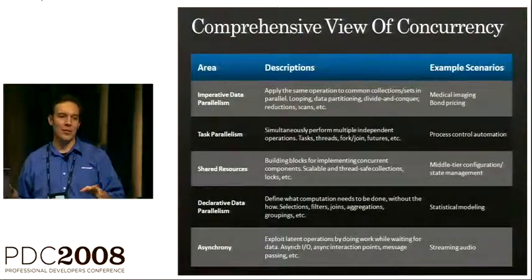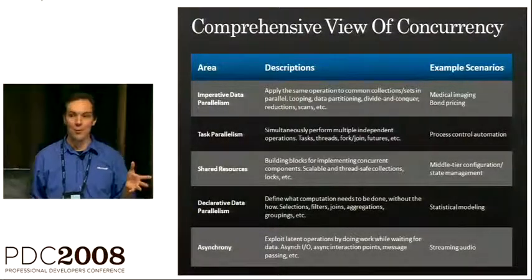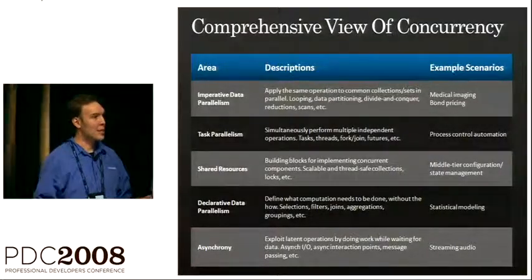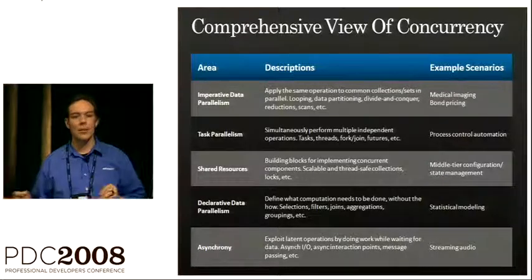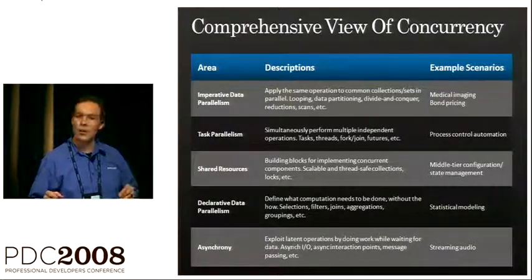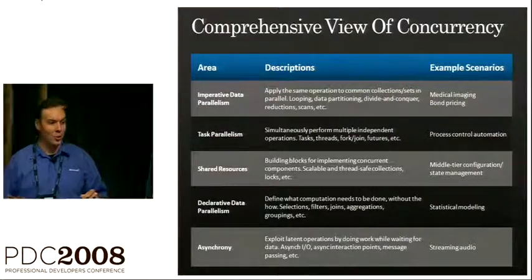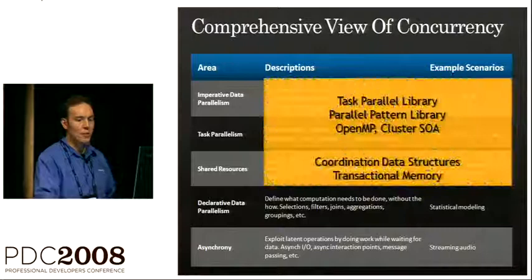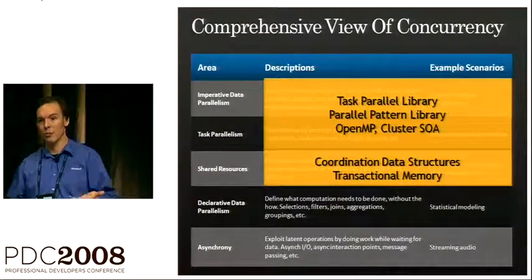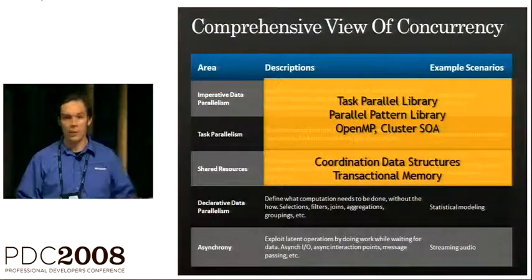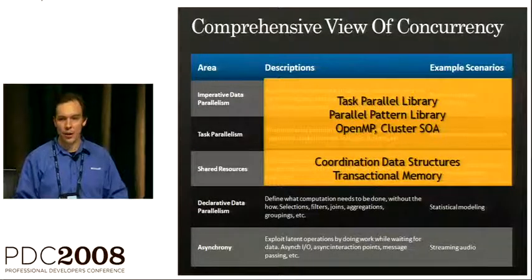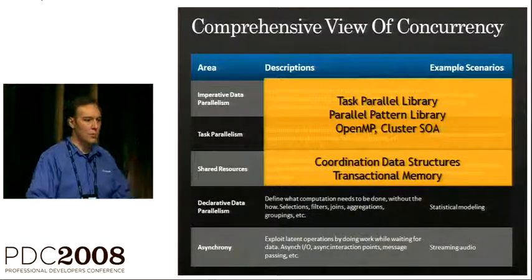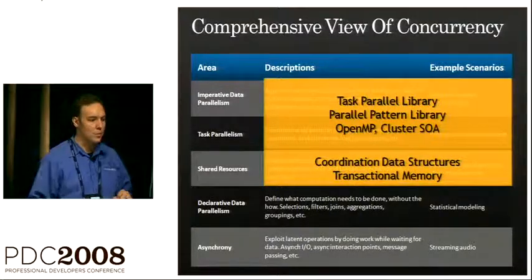But we know that the domain is much broader than a simple parallel for, right? We have what we call imperative data parallelism, task parallelism, which parallel for is actually an implementation of, dealing with shared resources, of course, declarative data parallelism, and asynchrony. And what you'll see is Microsoft is actually working on a series of technologies to help with this. On the managed side, we're working on the Task Parallel Library. On the native side, the Parallel Pattern Library, which I'm talking about today. Of course, OpenMP is already there, and there's Cluster SOA as well.